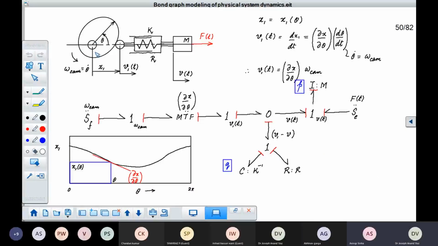It's just rotating with an angular velocity, omega cam, theta dot. Now, the angular velocity is imposed on the cam by whatever prime mover that you are using. Now, based on the profile of the cam, if you open up the profile of the cam for a full circle from 0 to 2 pi, you will observe that the profile of the cam looks like this.